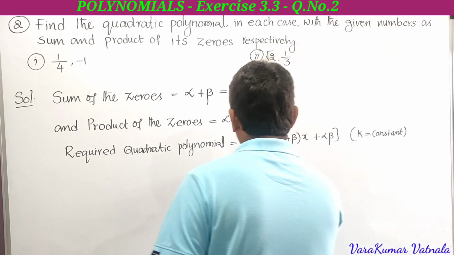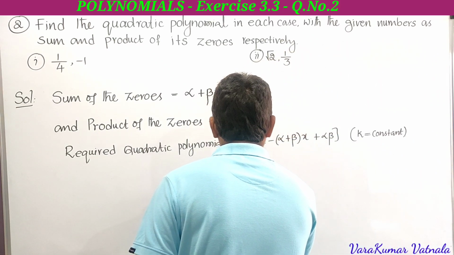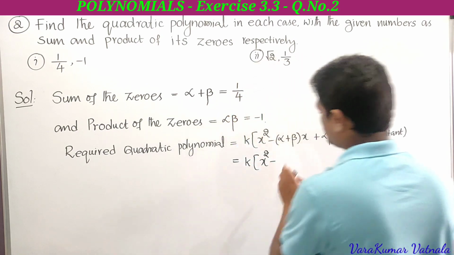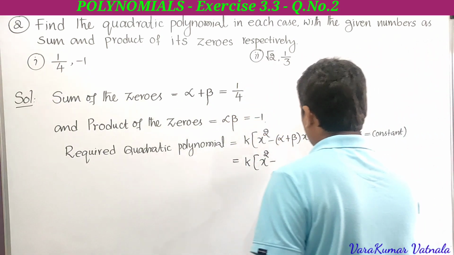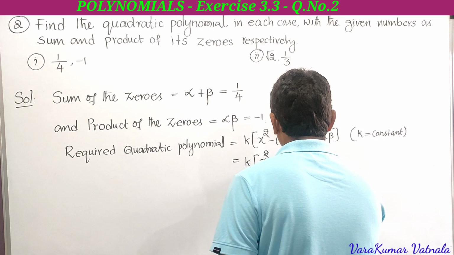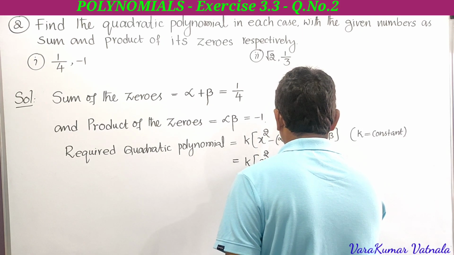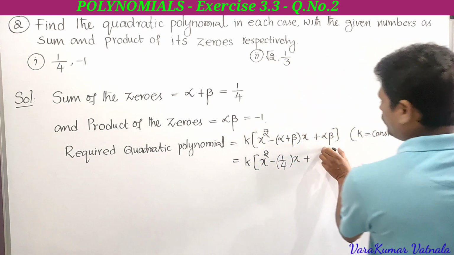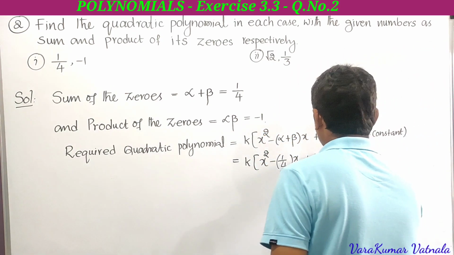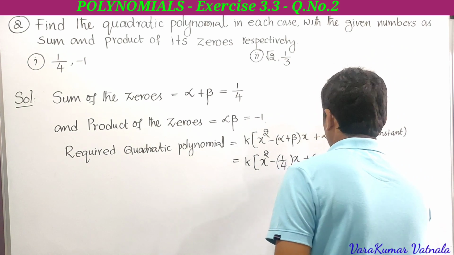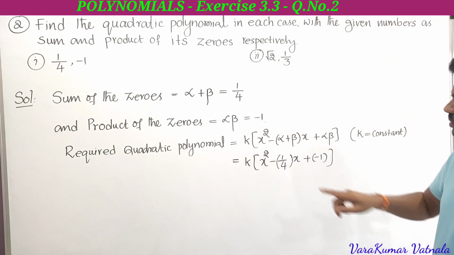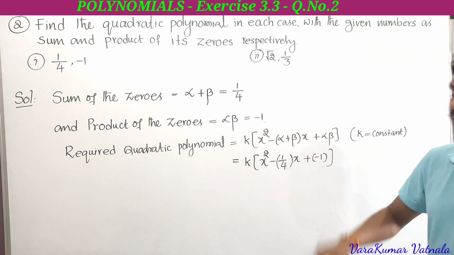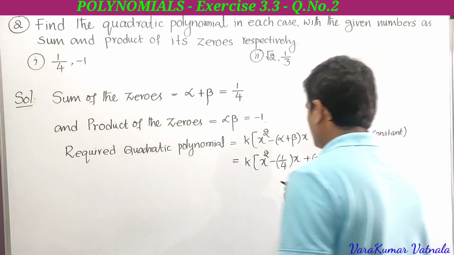So write k as usual, that is k into x square minus alpha plus beta. The alpha plus beta value is 1 by 4, that is 1 by 4 into x, plus alpha into beta. Alpha into beta is minus 1, so substitute minus 1. See here, I have substituted alpha plus beta as 1 by 4 and alpha into beta as minus 1. Now we just have to simplify.